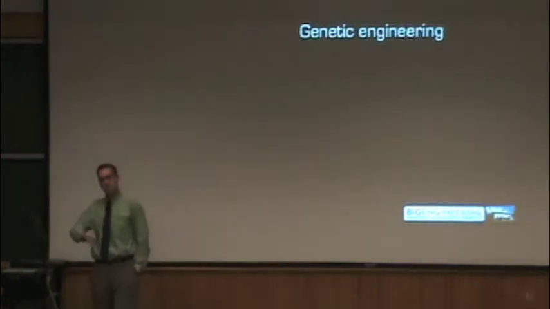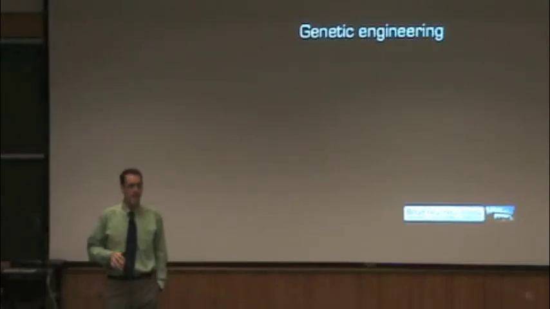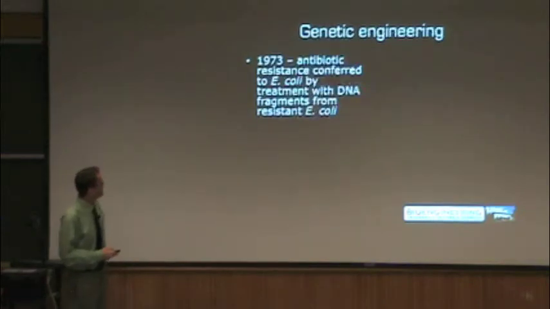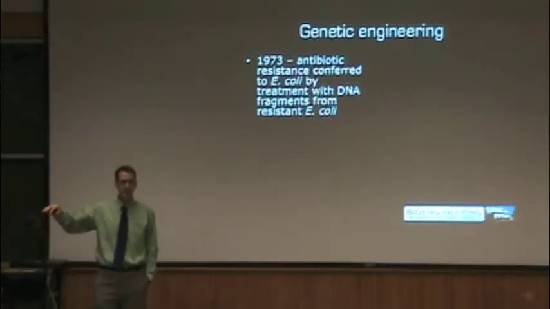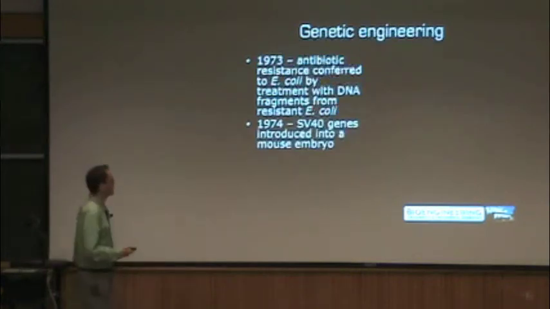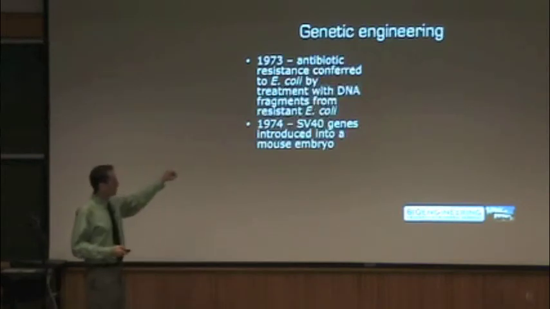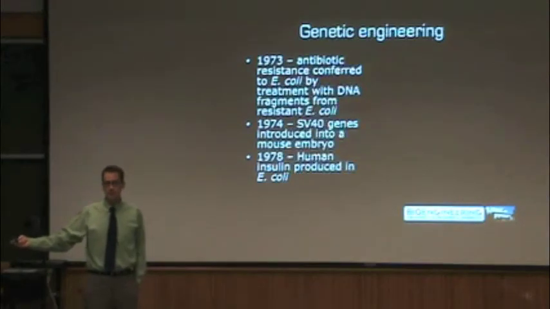Genetic engineering basically does the same sort of thing, except by direct manipulation of the DNA, instead of waiting for something interesting to appear and then breeding it specifically to make sure that it hangs around. And this has been happening for decades. In '73, antibiotic resistance was conferred to E. coli by taking fragments of DNA from E. coli that is already resistant. Extremely exciting work, followed by the addition of genes from an organism, SV40, introduced into a mouse embryo. And in 1978, we were producing human insulin in E. coli.